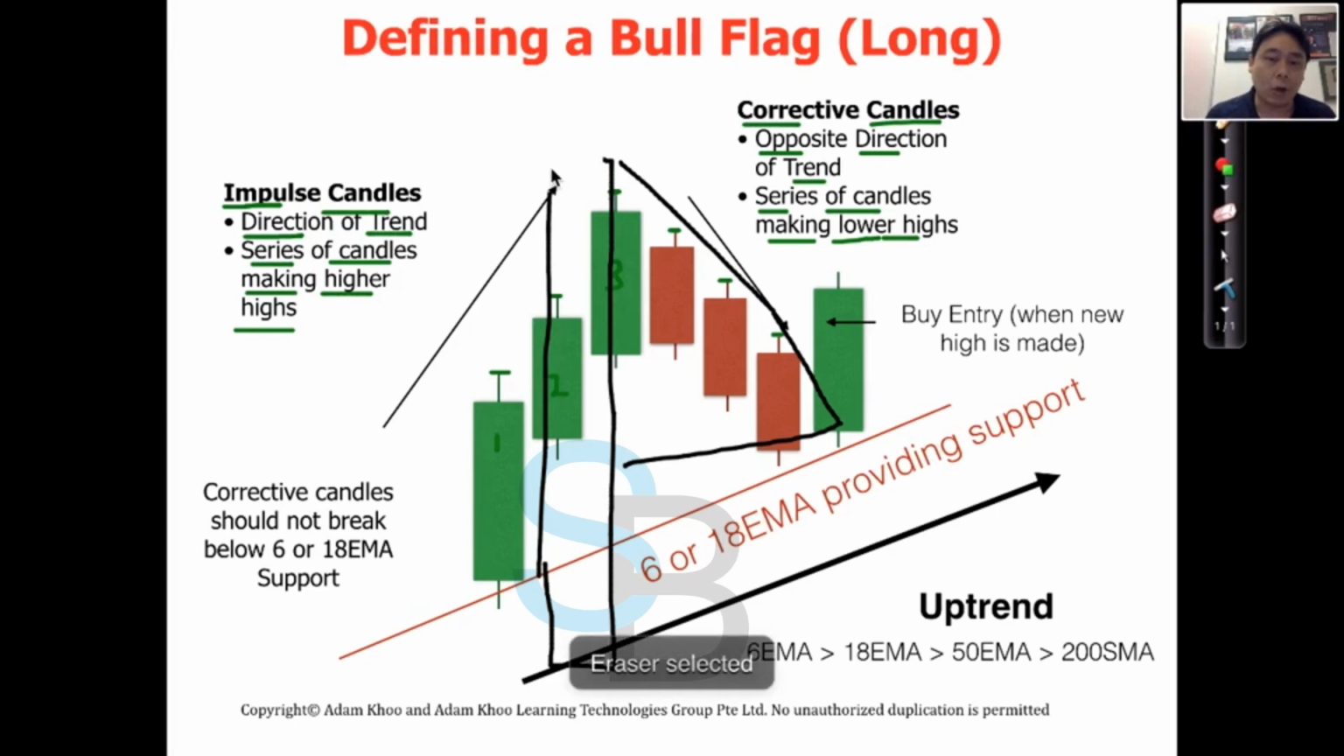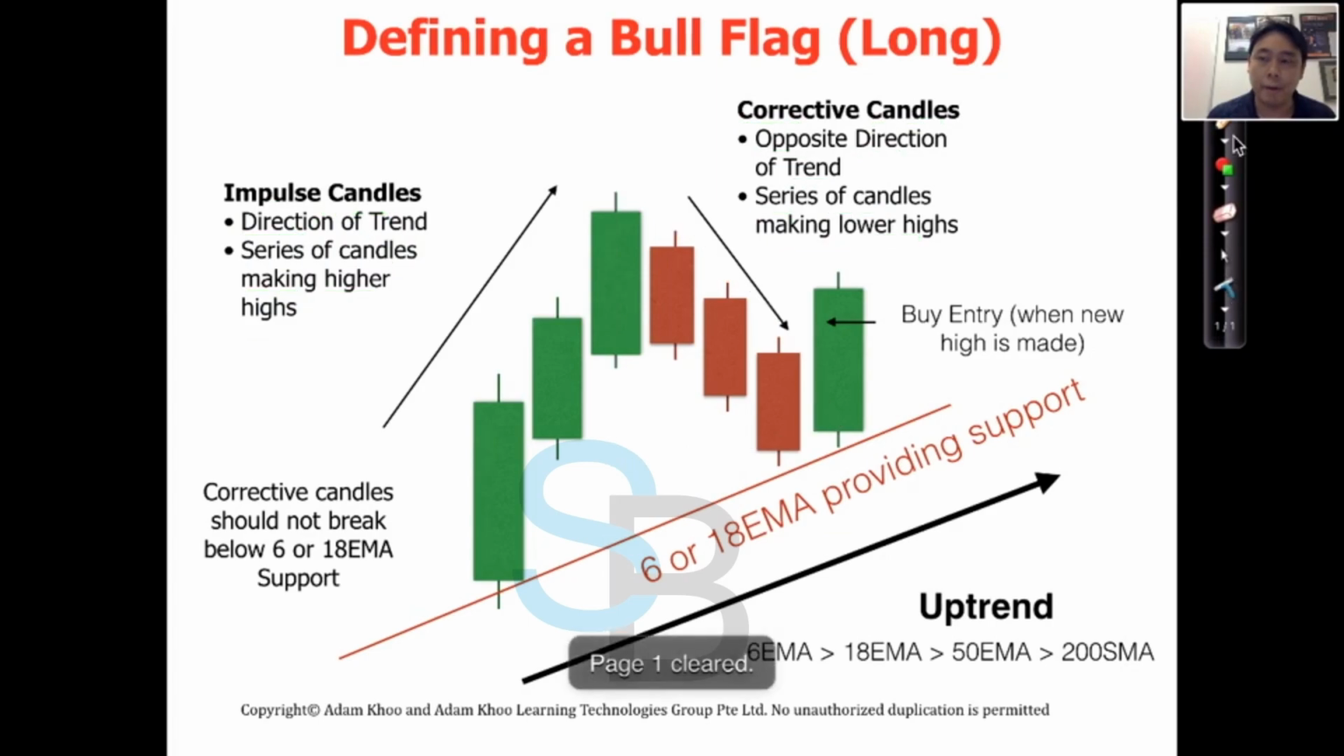Now, what is the psychology behind the bull flag? Let me just get rid of all these drawings over here. So here's the psychology. On an uptrend, we have the impulsive set of candles, which means the price is going up. As it's going up, people are buying the currency pair. Now, after they buy, you want to see some profit taking, right? Some people taking profits, so that creates what we call the corrective candles.